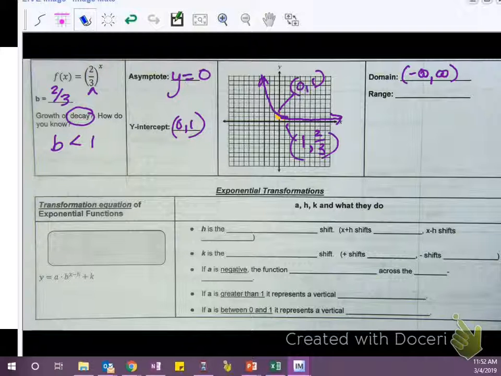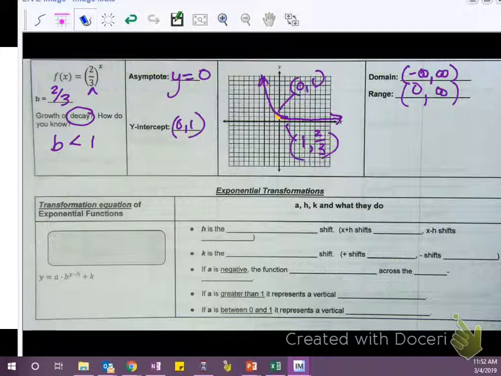What is the range? What's the lowest value without touching that it can be? It actually goes below 2/3, but it never touches what? 0. So a parentheses and the 0. It can be 0.00000000001. It just can't be 0. So we use the parentheses and the 0, and it goes to infinity.